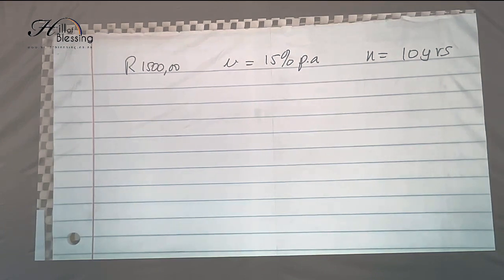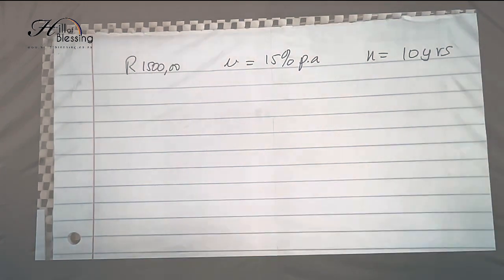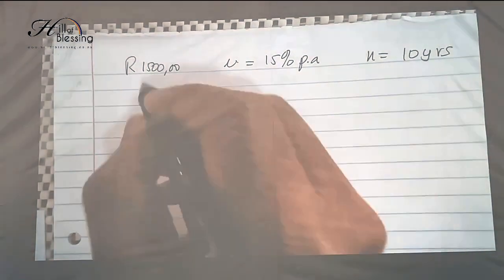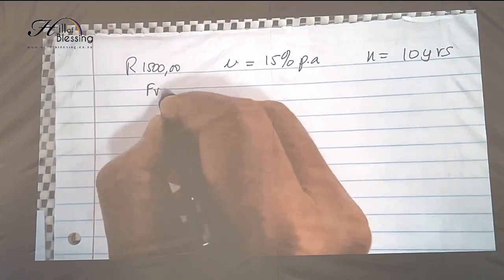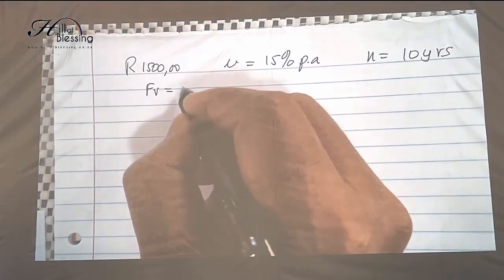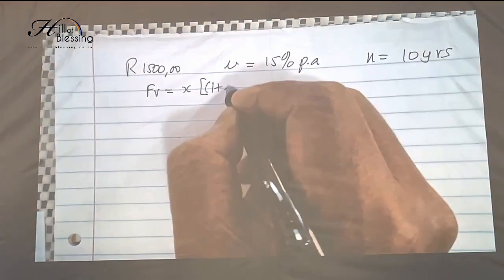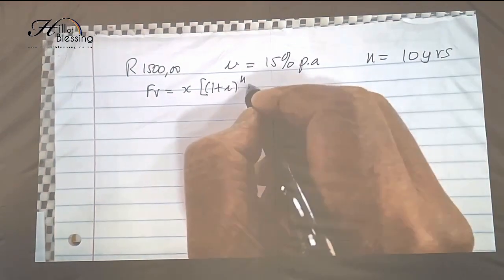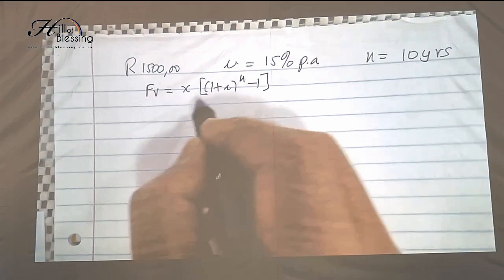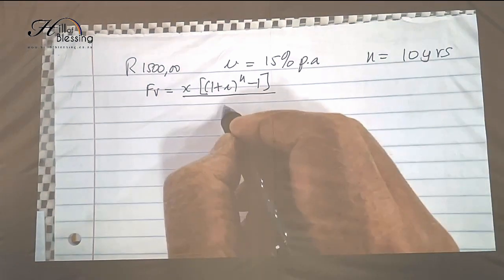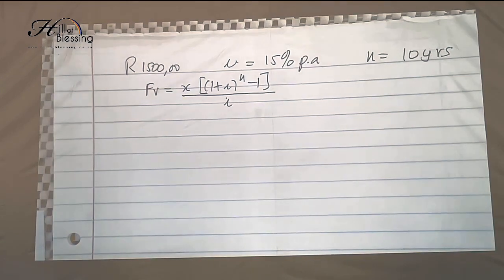Now, this formula will be given to you in grade 12. The formula for this is the following. Because you're going to get the money in the future, its future value is equal to x times (1 plus i) to the power of n minus 1, all divided by i. That is the future value formula.